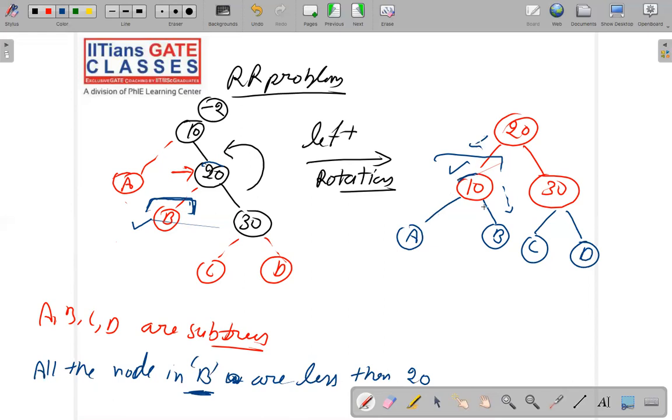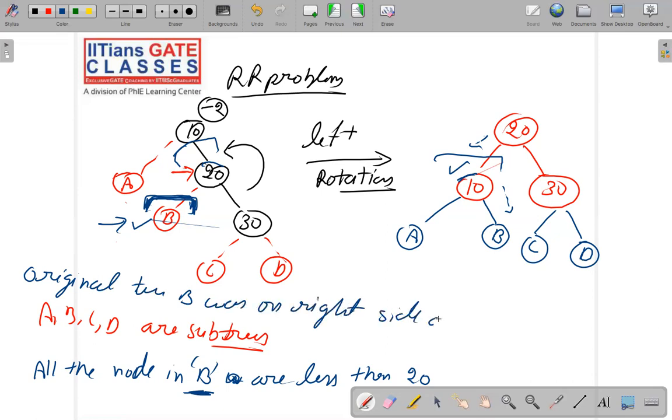And how can this be possible? Only when it is the right child of 10. So why is it the right child of 10? Because in the original tree, B was on the right side of 10, and it's still on the right side of 10. So this is the scenario.